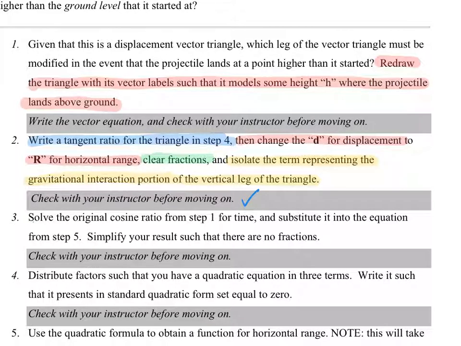Now, solve the original cosine ratio from step 1 for time. We already did that and substituted into the equation from this step here. So this is supposed to be 5. All right, more on that later. So let's substitute time. If you remember, time was equal to, this comes from the cosine relationship.